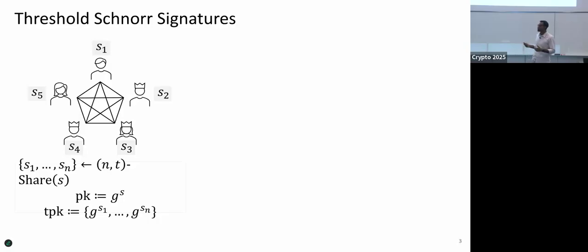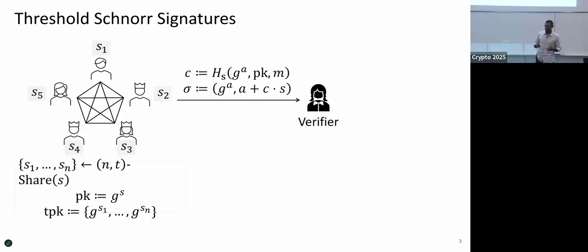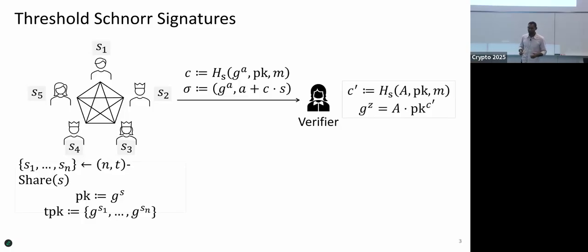We also additionally output threshold public keys, which are g raised to the individual signing keys. Again, these parties are now collectively supposed to compute the threshold Schnorr signature, which should look like the traditional Schnorr signature. We have a random challenge that the parties derive, which is based on the random nonce that they somehow collectively sample. And again, we want the verifier to be compatible with the non-threshold version of Schnorr. So this is the threshold Schnorr signature scheme.